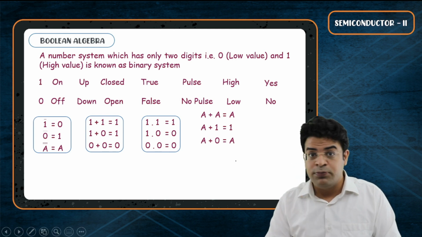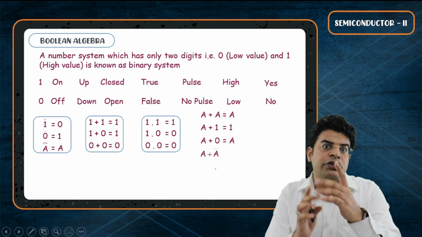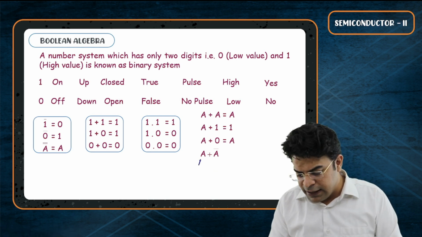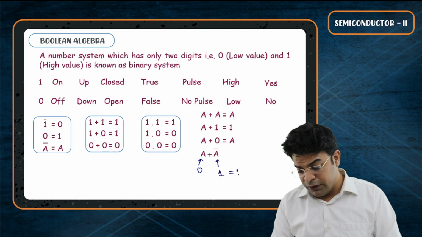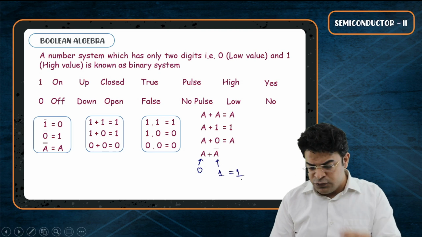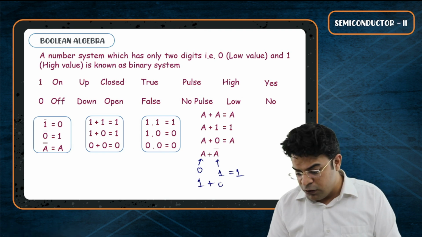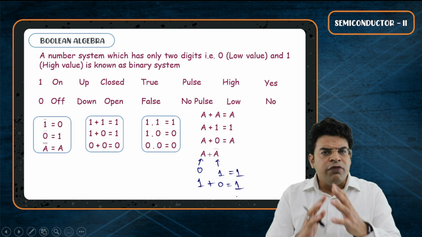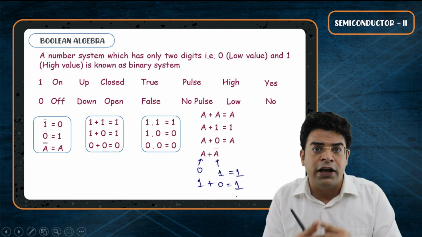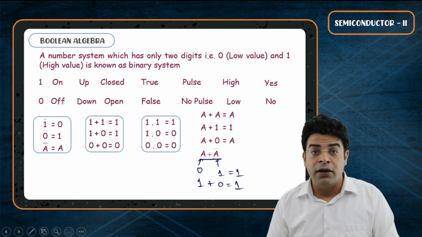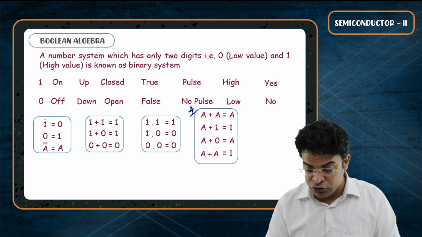Next one, this is important. What is a plus a bar? What is a plus inverse of a? If I take a as 0, then a bar becomes 1, and 0 plus 1 will give you 1. And if I take a as 1, then a plus a bar, 1 plus 1 bar, 1 plus 0 will again give you 1. So whether you take the value of a as 0 or 1, a plus a bar comes out to be equal to 1. So these are the identities you should know.